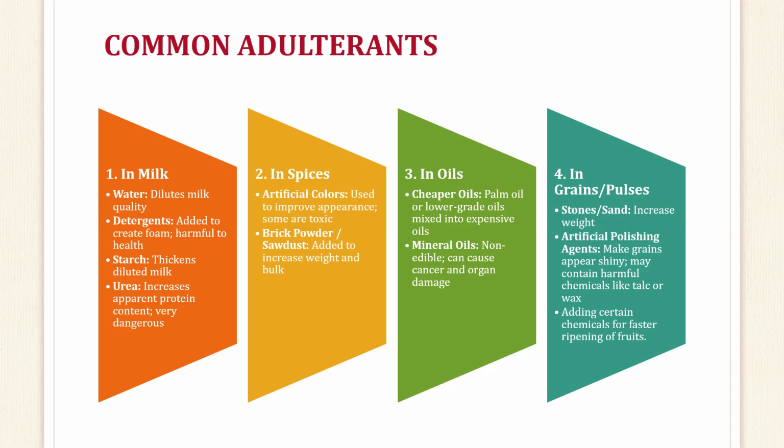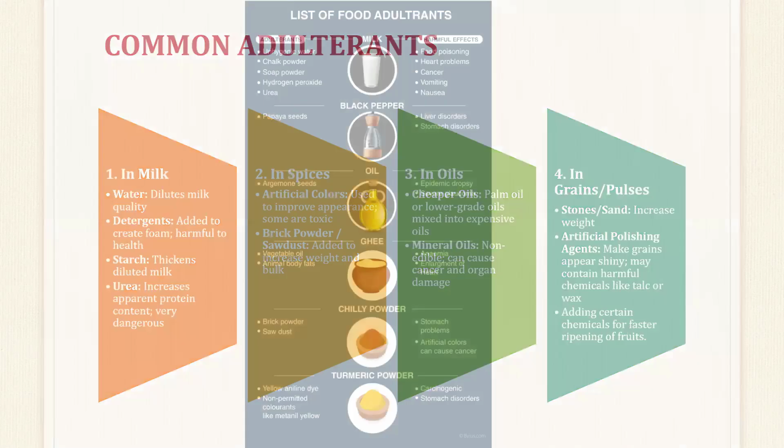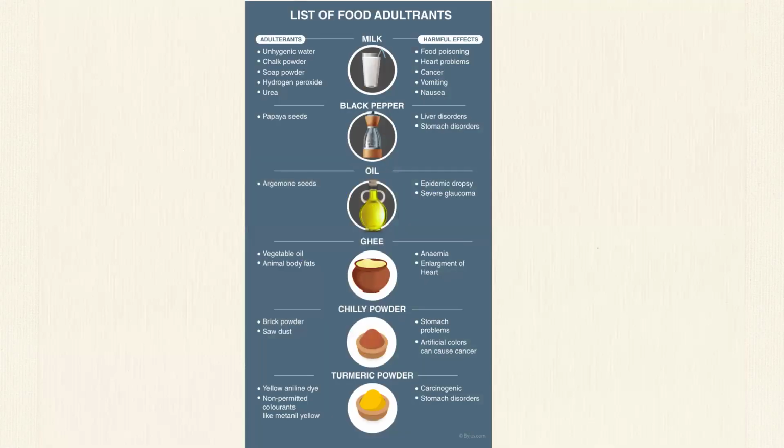In grain and pulses, stones or sand are added to increase weight. Then artificial polishing agents are used, which make grain appear shiny, and they may contain harmful chemicals like talc or wax. And adding certain chemicals for the faster ripening of fruit is also a form of food adulteration. So these are the foods which are commonly adulterated.